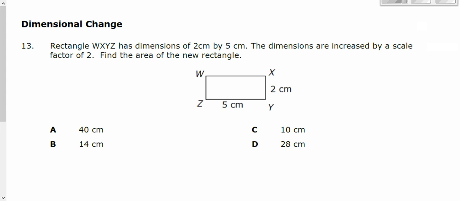Okay, so I know my scale factor is 2, meaning my dimensions are going to completely be changed by 2. So let's first remember that this is a rectangle, so the other two sides of my rectangle are also 5 and 2. I want to find the area of the new rectangle. So my original area is 10, so I know my area needs to be bigger than 10. So let's go ahead and get rid of C.